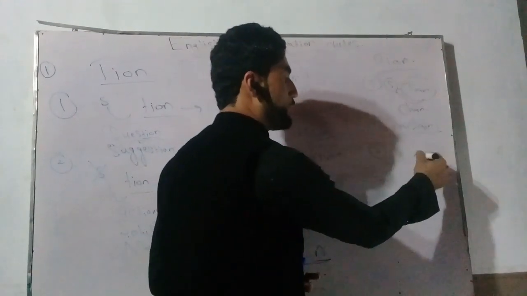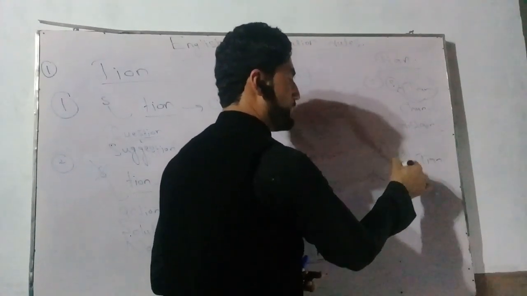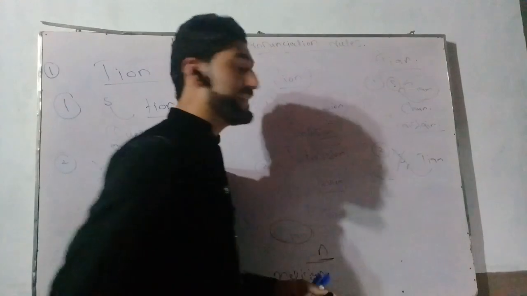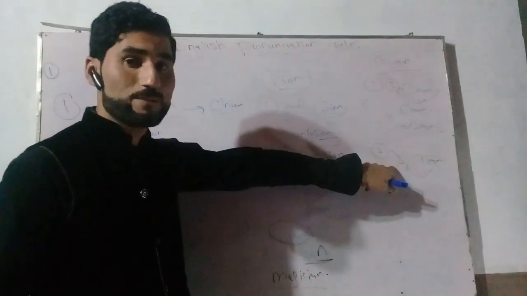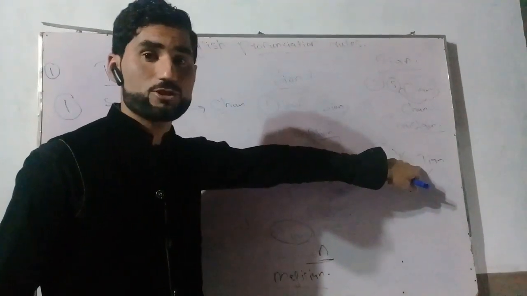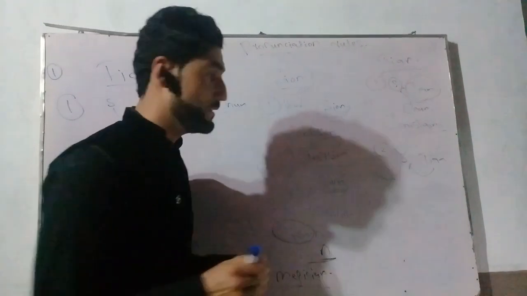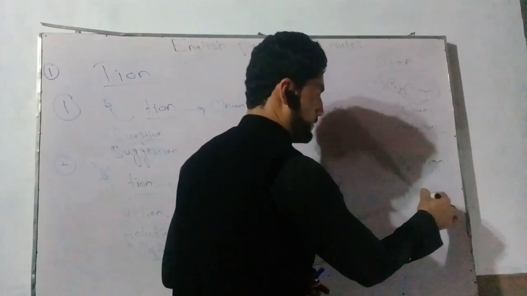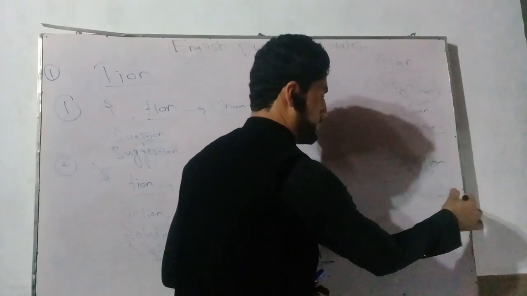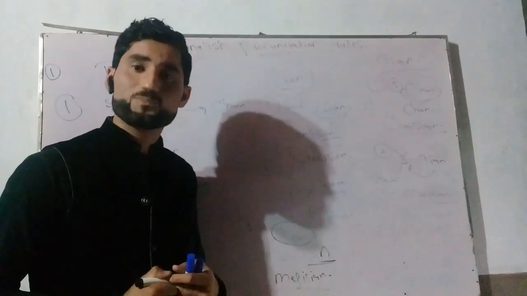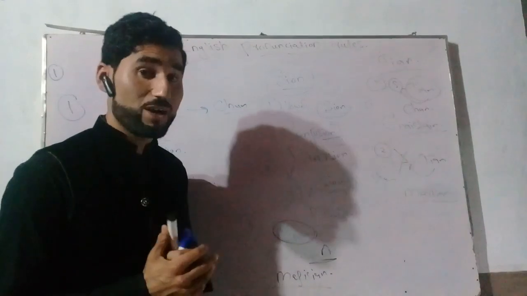Rule number 2: if before these four letters S doesn't come, what will be the pronunciation of these four letters? The pronunciation of these four letters will be shun. For example, Martian. This is called Martian.